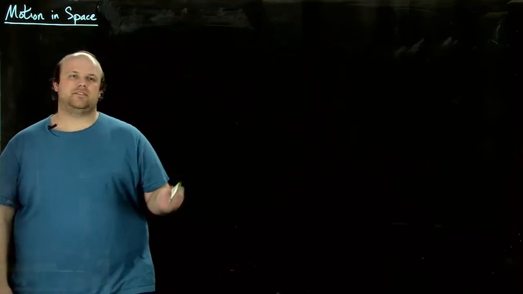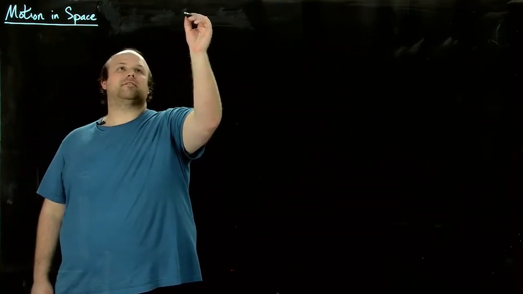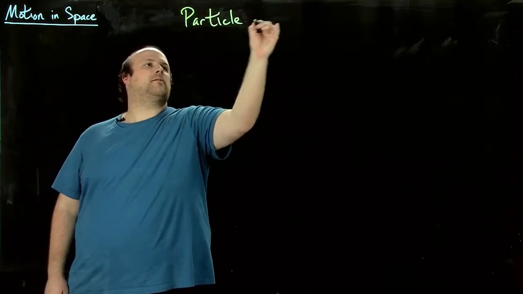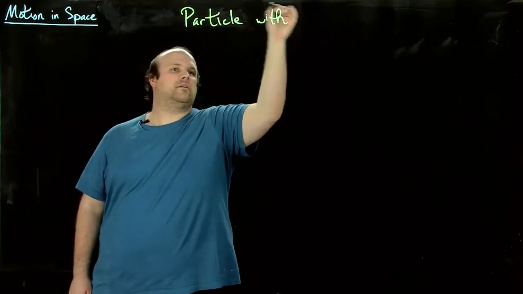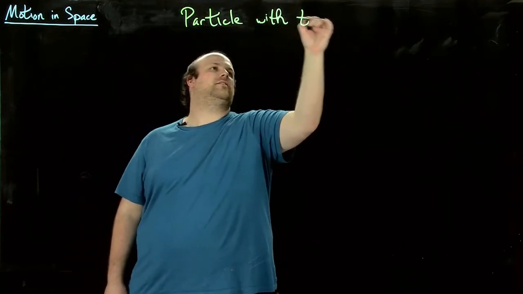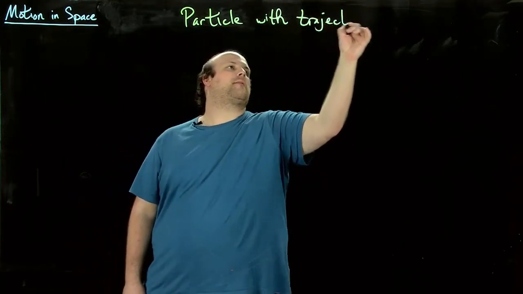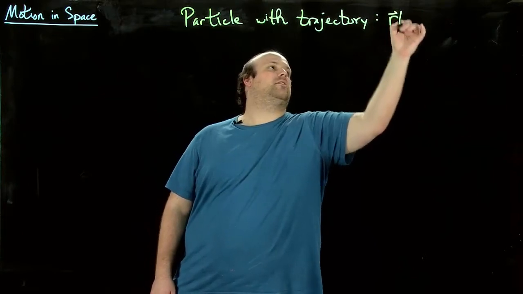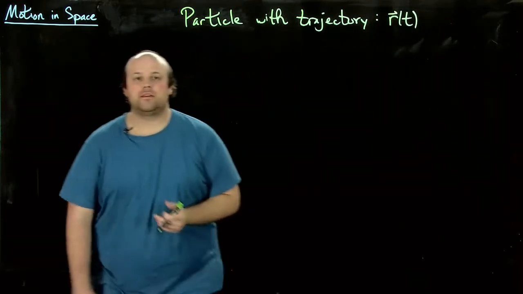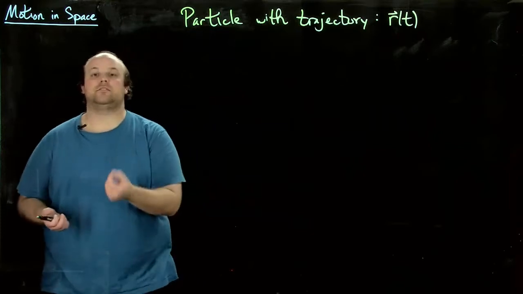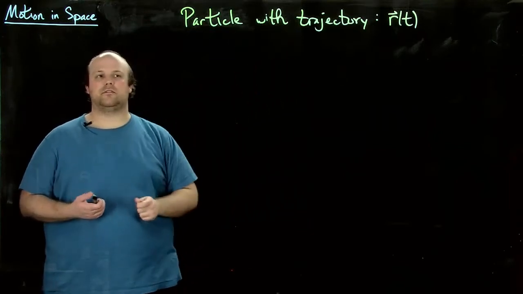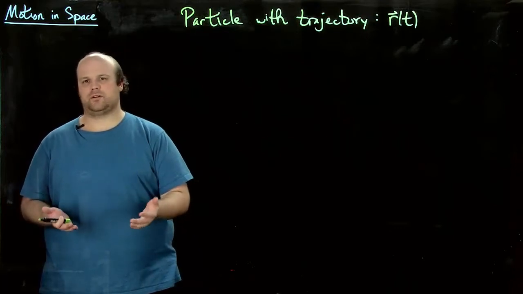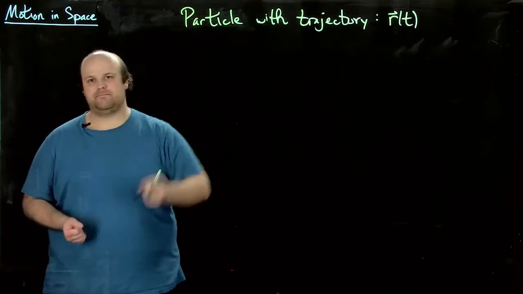So let's assume we have a particle with trajectory given by a vector-valued function r of t. All right? So this is a particle moving along this curve. It could be in the plane, it could be in 3 space, one or the other, or even more.